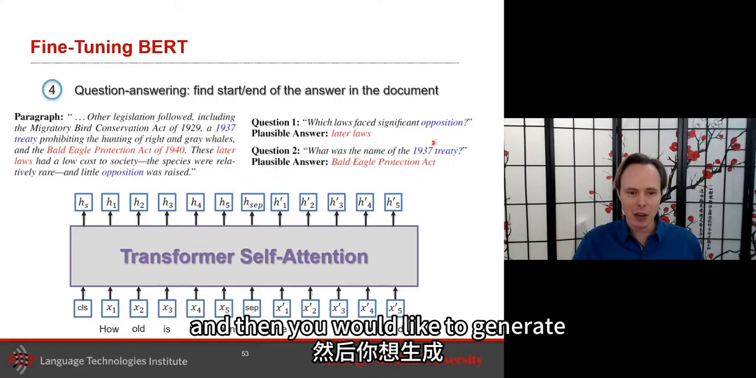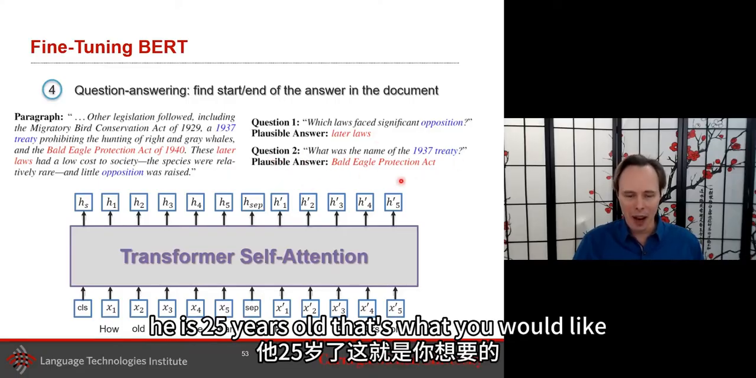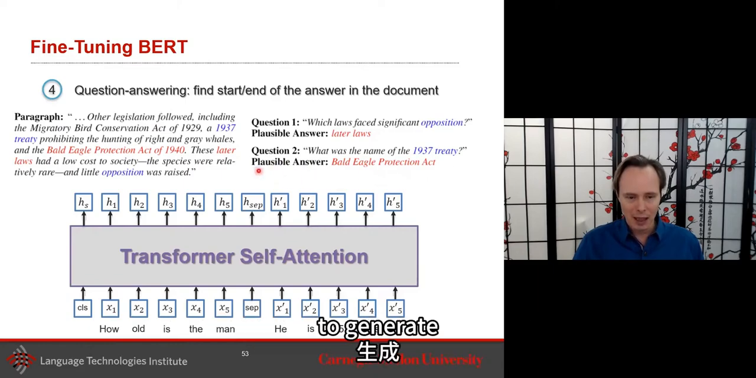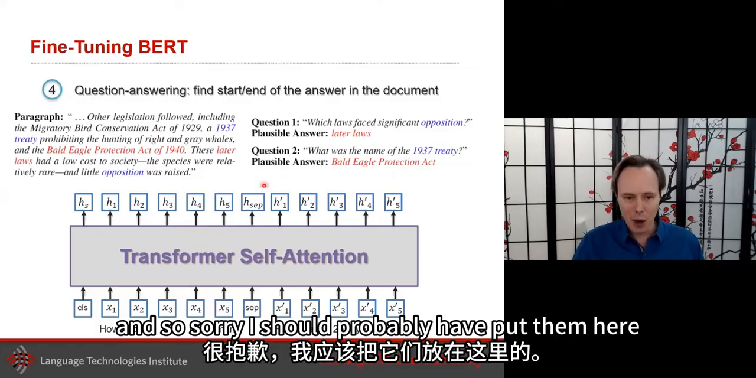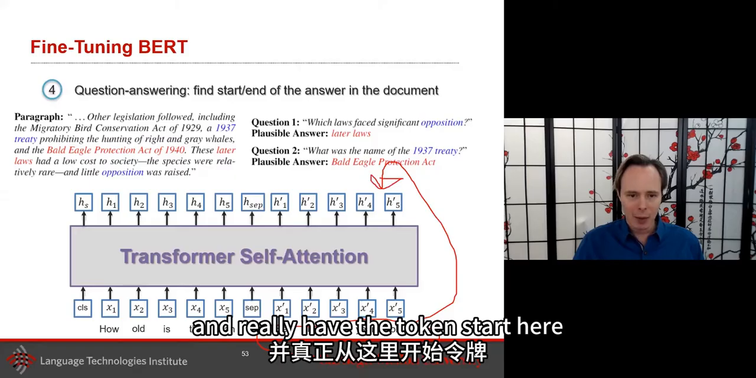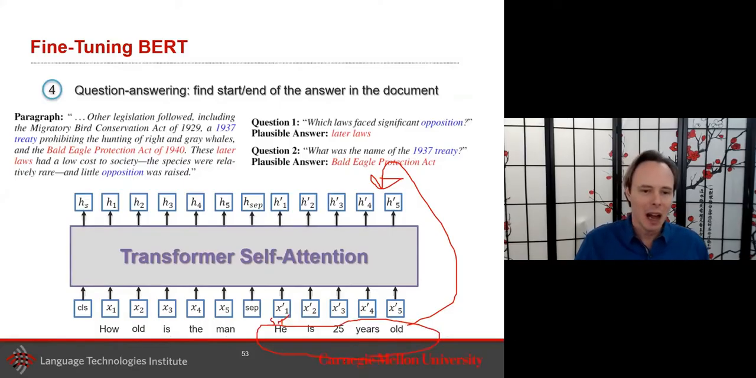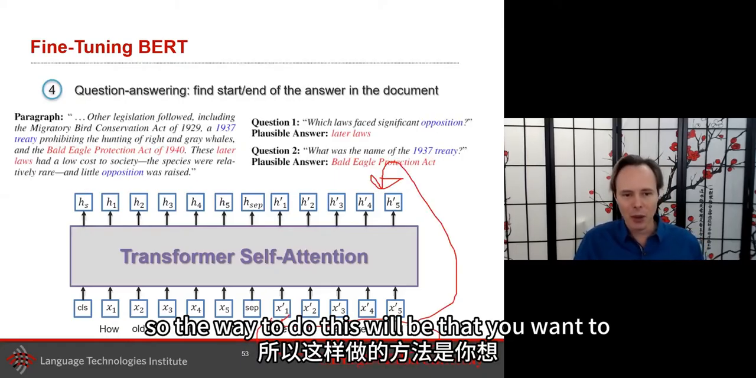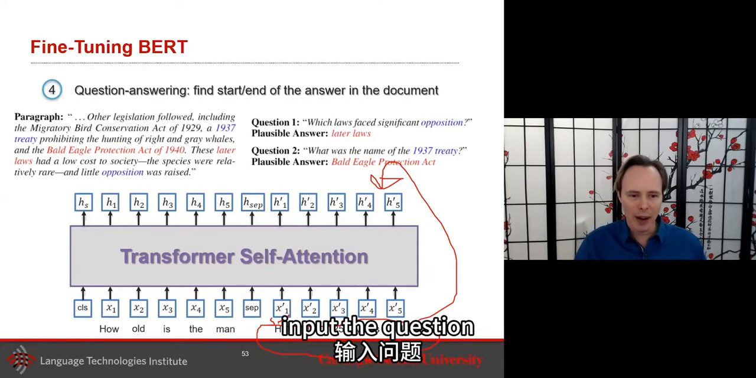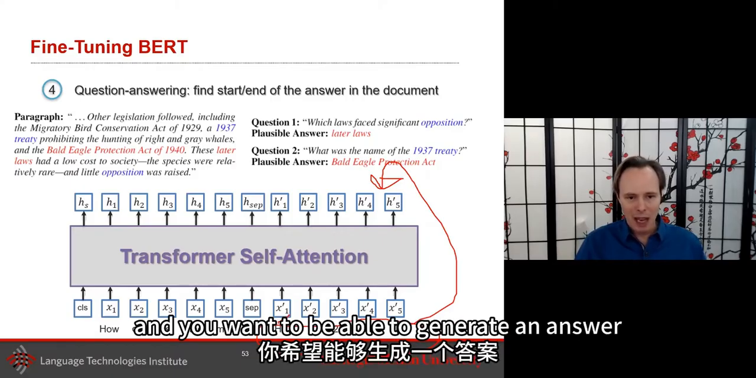And then you would like to generate, "he is 25 years old." That's what you would like to generate. And so, sorry, I should probably have put them here and really have the token start here, have the token start and have everything shifted. But yeah, the way to do this will be that you want to input the question and you want to be able to generate an answer.